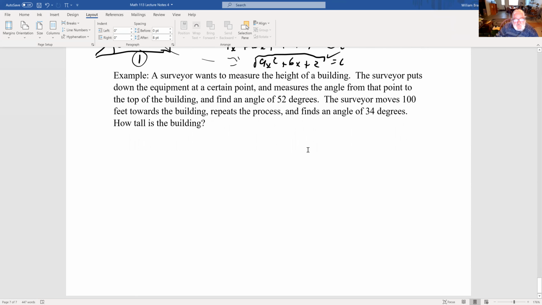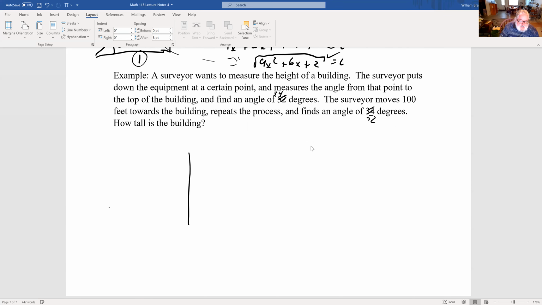Finally, a surveyor wants to measure the height of a building. Surveyor puts on the equipment at a certain point and measures the angle from that point to the top of the building and finds an angle of 52 degrees. Oh, I got my angles backwards. This one should be 34, and that one should be 52.